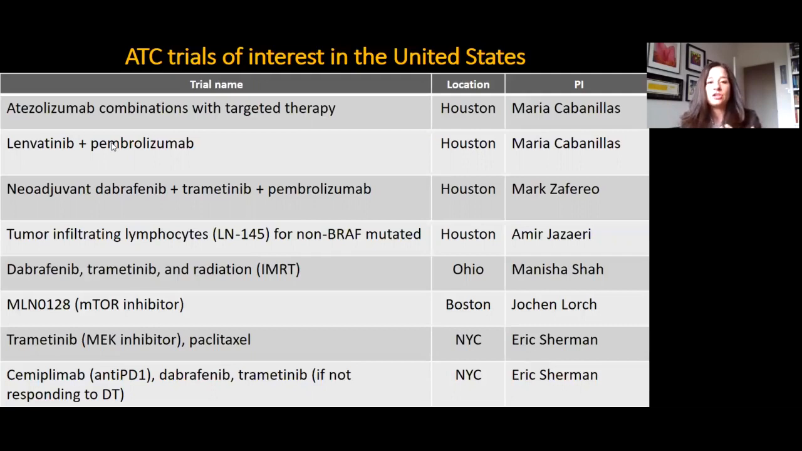Dabrafenib, trametinib plus radiation, I believe, is open right now at Ohio State. An mTOR inhibitor called MLN0128 is open in Boston, at Dana-Farber. And trametinib, which is one of the inhibitors that we use for BRAF mutated thyroid cancer, a MEK inhibitor, plus cytotoxic chemotherapy, is open at Memorial Sloan Kettering. And then an anti-PD-1 drug, so one of these immunotherapy drugs, plus dabrafenib and trametinib in patients who stopped responding to dabrafenib and trametinib, is also open at Memorial Sloan Kettering.